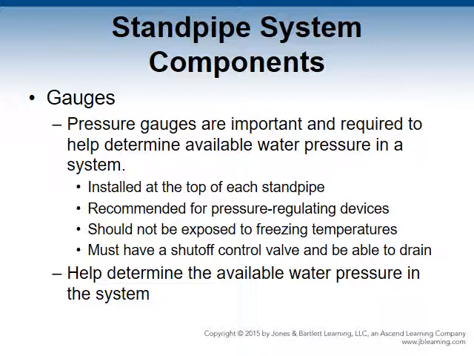Each gauge should have a shut-off control valve and provide for drainage. Gauges can help firefighters and building maintenance determine the available water pressure within the system. Abnormal readings help determine when the system has a problem.